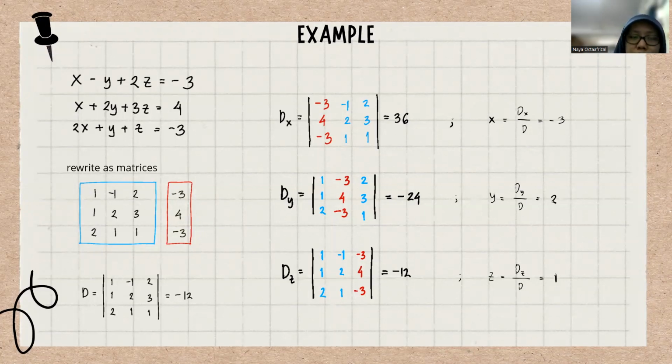We first find out the determinant for the D matrix, which contains 1, minus 1, 2, 1, 2, 3, 2, 1, 1. And we get the result, which is minus 12. Then we search for determinant X, then determinant Y, and lastly determinant Z. From all these determinants, we will be able to find X, Y, and Z by dividing determinant X, determinant Y, and determinant Z by the first determinant we got earlier.